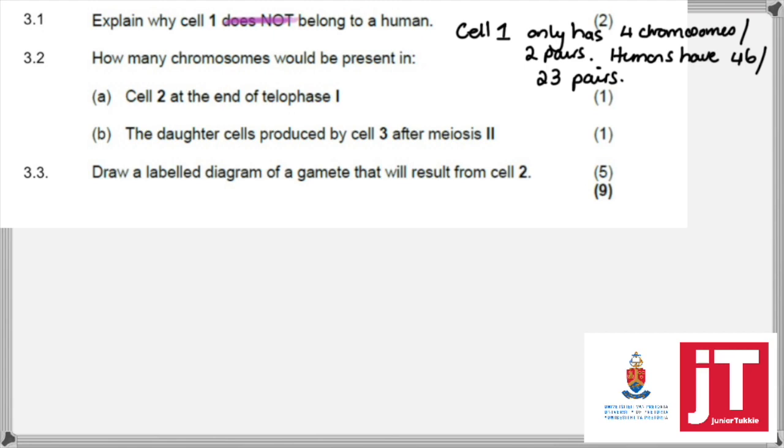If we look at 3.2, how many chromosomes would be present in cell 2 at the end of telophase 1? So we're looking at the end of meiosis 1. And if we recall from the process, this is the first part of reduction division. So it's at this point that I go from 2n to n number of chromosomes. So I had 4 chromosomes, I should have 2 chromosomes by the end of telophase 1.